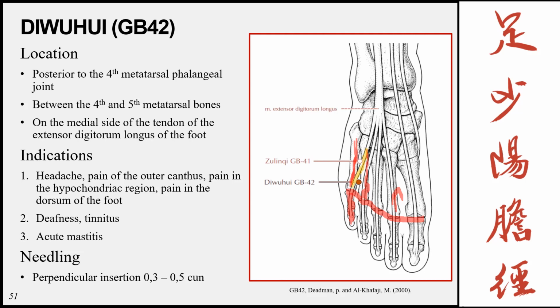The indications: this point can be used for headache, pain in the outer canthus, pain in the hypochondriac region, and pain on the dorsum of the foot, so that's its local function. It can also be used for deafness and tinnitus and acute mastitis. Needling is perpendicular insertion, 0.3 to 0.5 cun.